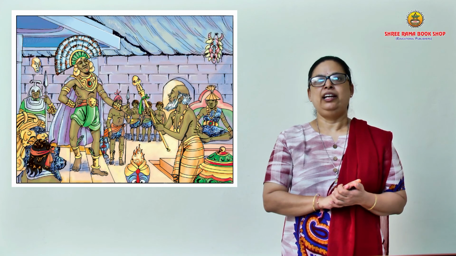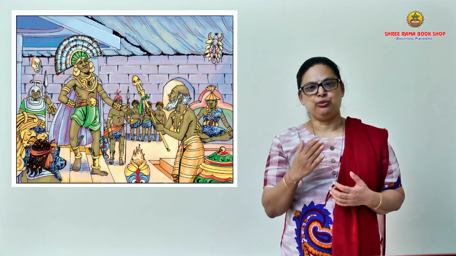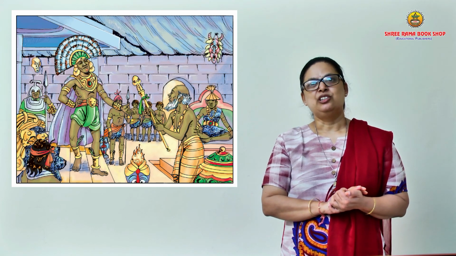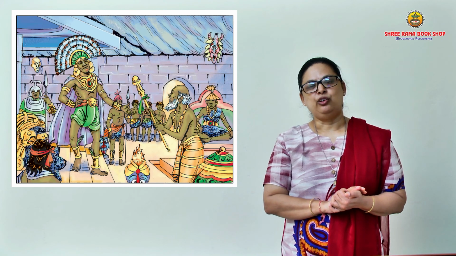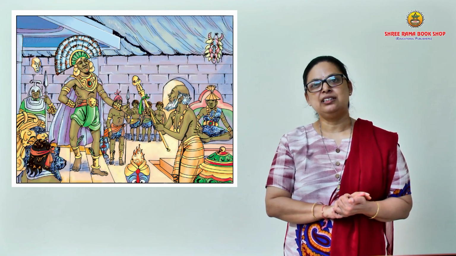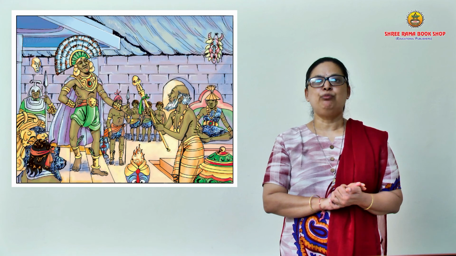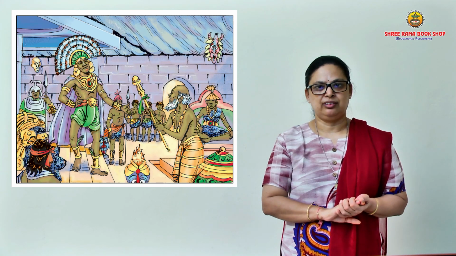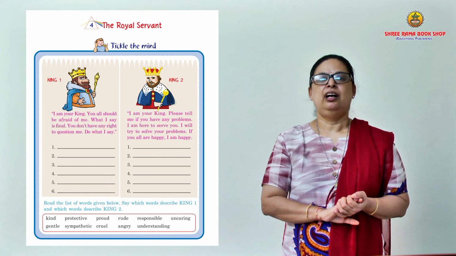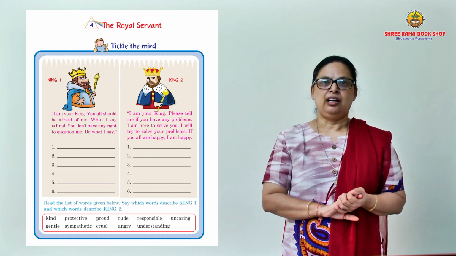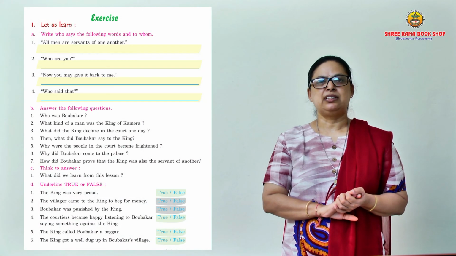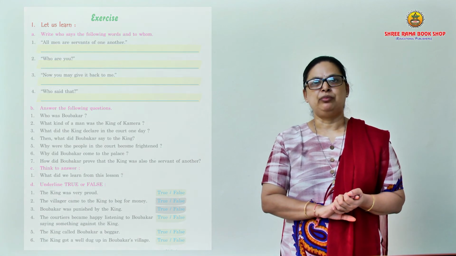I like the story, children. I don't know how much you have liked it. Okay, so read the lesson. And what is the message that the lesson gives us? It says we must not be proud of anything in our life, right? So do the Tickle the Mind activity, read the lesson once again, underline the new words, and at the end of the lesson you have exercises. Kindly do them. Thank you.